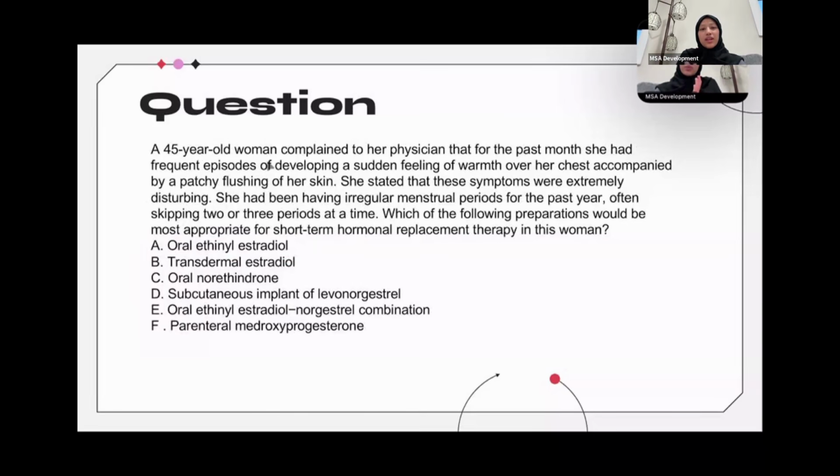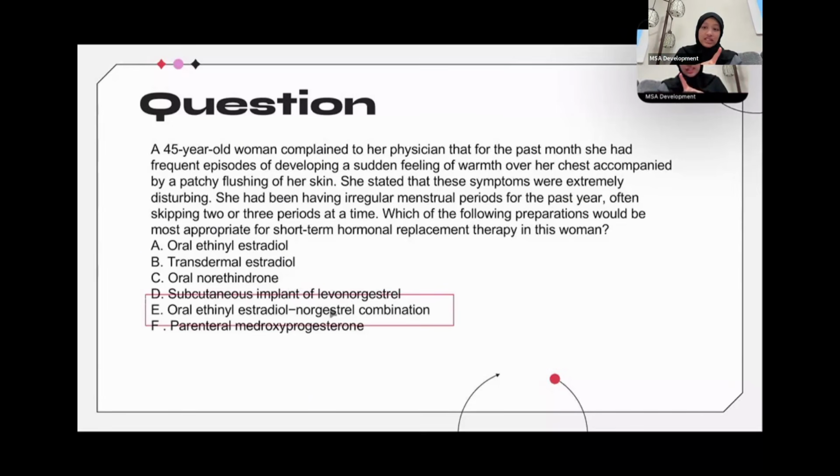A 45-year-old woman came complaining of menopausal symptoms: flushing, hot flashes, night sweats, sleep disturbances, and so on. She's extremely fatigued, with an irregular menstrual cycle for the past year, maybe menopause, skipping two or three times at a time. Which of the following preparations would be most appropriate for short-term replacement therapy in this woman as HRT? What did we say? We said having a combination is good and having natural ones are good. So that is E, the combination. The rest are only progesterone or only estrogen, so we don't want to give only one.